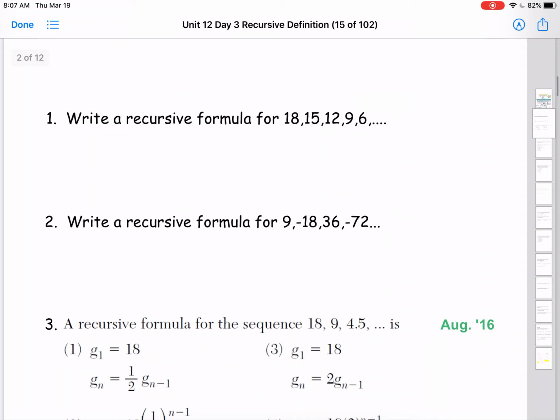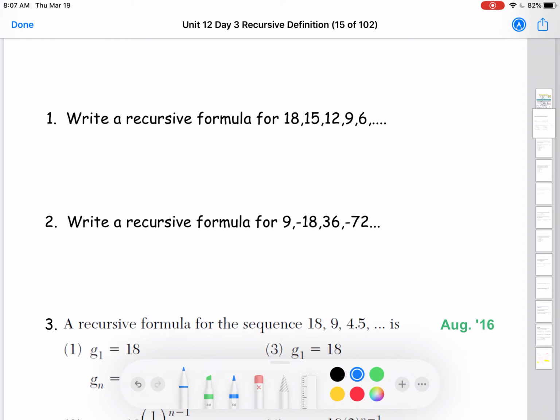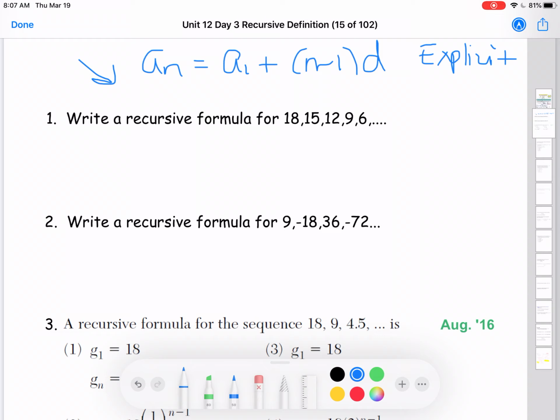All right, so here we go. So we'll start our first one. Okay, so if this had said, write an explicit formula like we did on day 1, we would have used this formula. But it doesn't ask for an explicit. It asks for a recursive. So first thing you have to decide, is it arithmetic or geometric? I kind of gave it away up here. It is arithmetic, right? We can see that this is a minus 3.